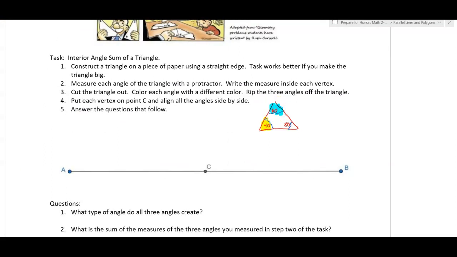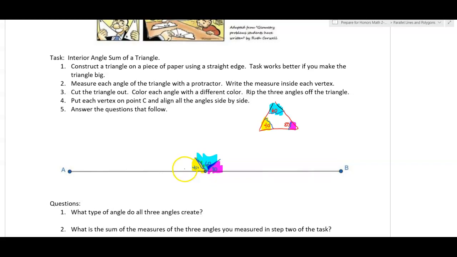You'd have this piece here and this piece here. And what you're going to do is take those three pieces and rip the three pieces off the triangle and put each vertex on point C and align all of them by the sides. So if I take that 40-degree angle and put it there, then I take that 60-degree angle and put it here. Then I take that 80-degree angle and put it here. Right? So this is that angle ripped off, the 60-degree angle ripped off, and then the 80-degree angle ripped off.